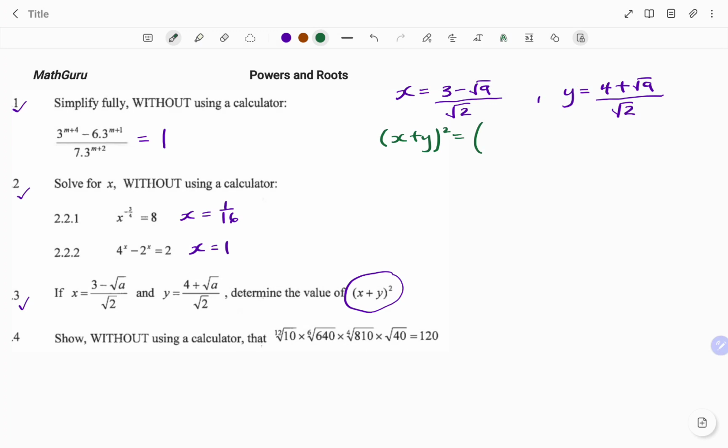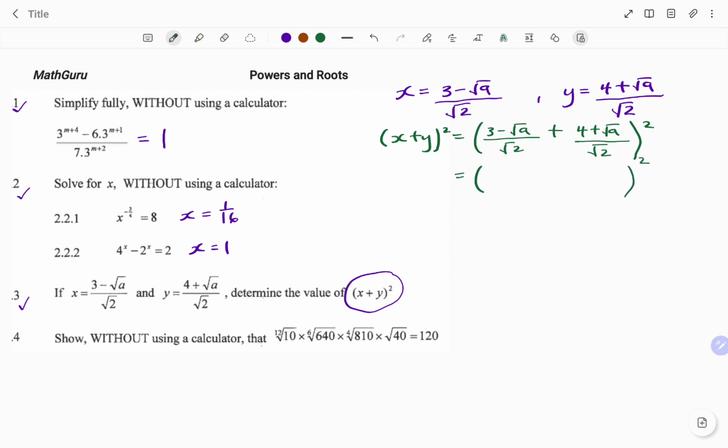That will be x, 3 minus root of a over root 2, plus y, 4 plus root of a over root 2. I'm going to change that. It's a not 9, divided by root of 2, all to the power of 2. I have two options. It's either I expand the bracket by foiling, or I can solve the contents of the bracket first. I'm going to opt for the second option, that is solve the content of the bracket first.